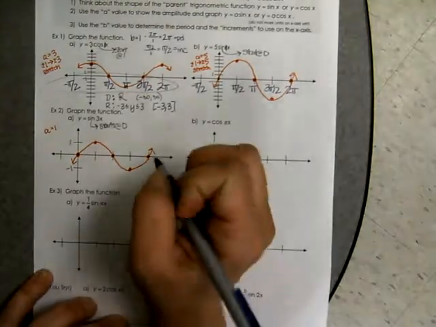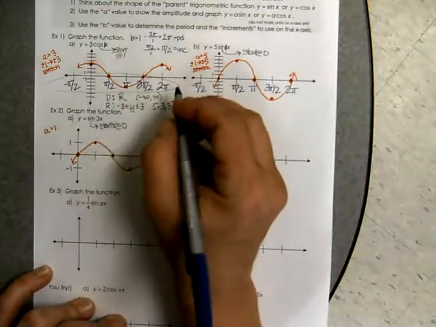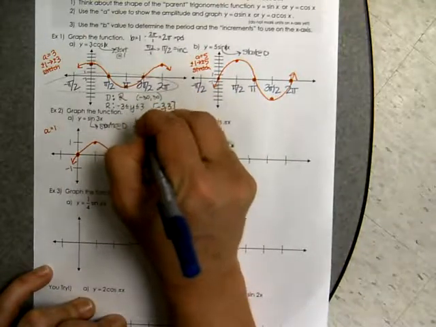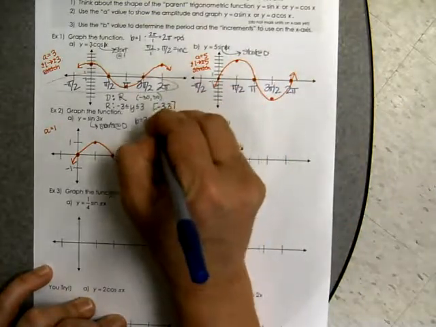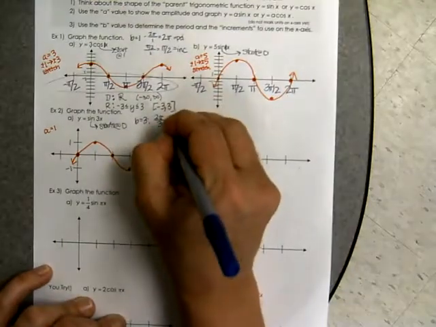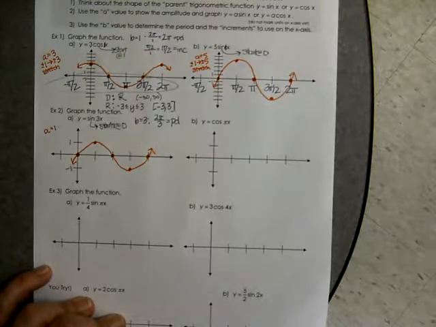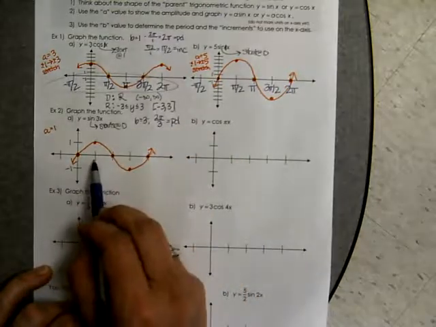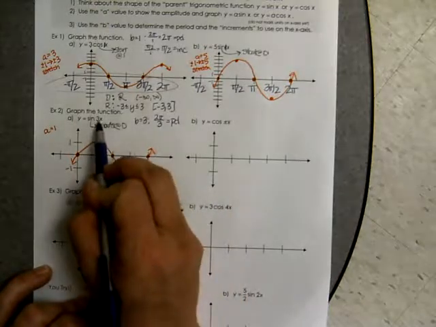But now notice that the b value is different. Our b value is 3. And so that means that we're going to take 2 pi divided by 3 to get our period. Now that doesn't reduce, so that means that our period is 2 pi over 3. So to get the increments, I don't want to label this pi over 2 anymore. I have to count differently because of this 3.